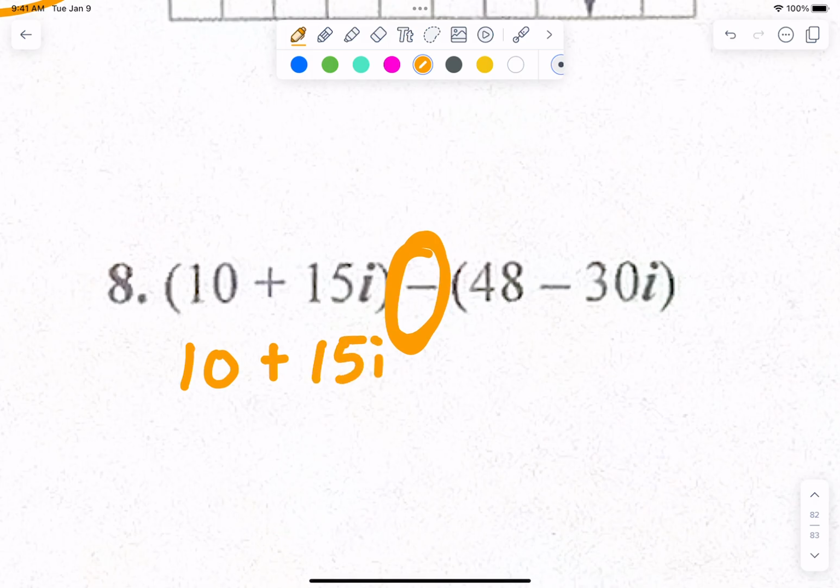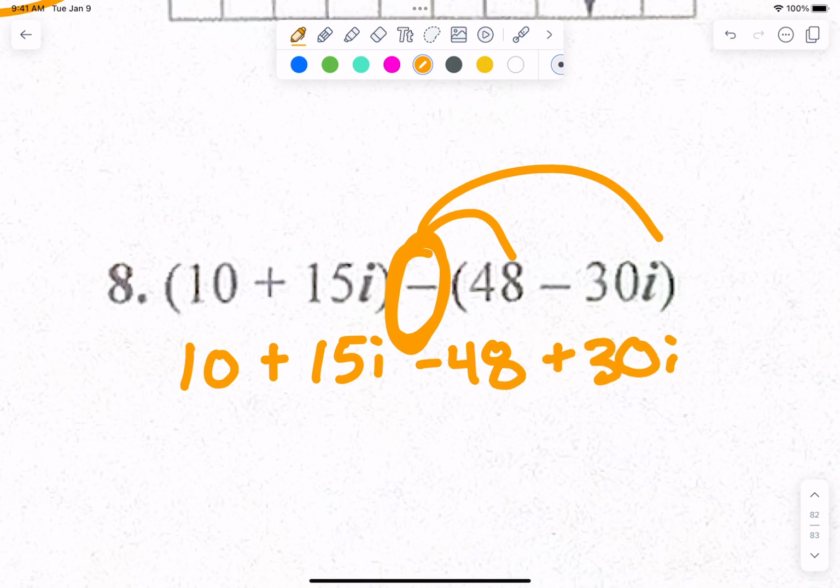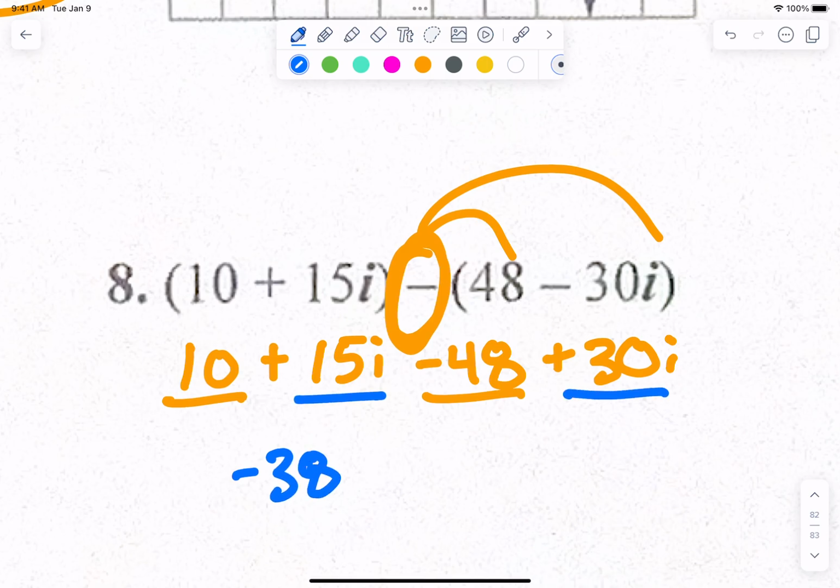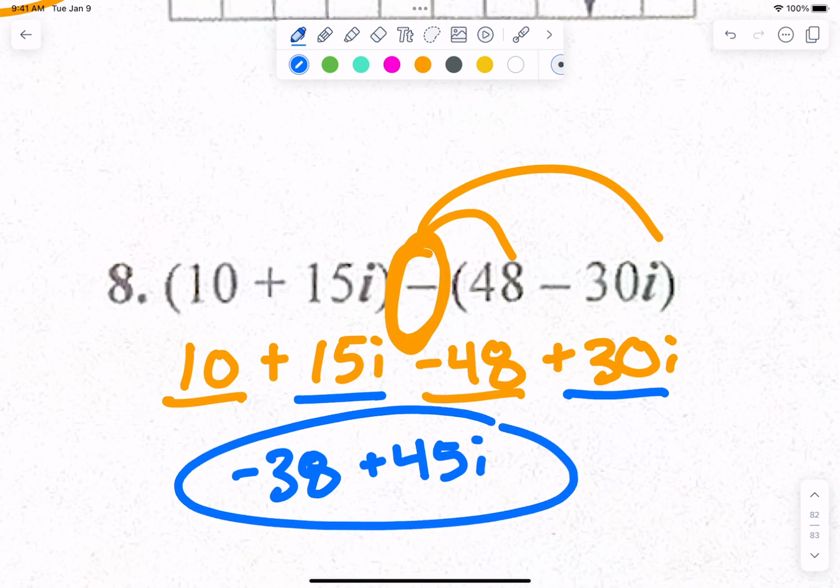10 plus 15i. Let's distribute our negative. That makes it negative 48 plus 30i, right? Okay, now let's put like terms together. 10 and negative 48 is negative 38. And what's 15i plus 30i? 45i. That's it. Lots easier than foiling. Okay? Good.